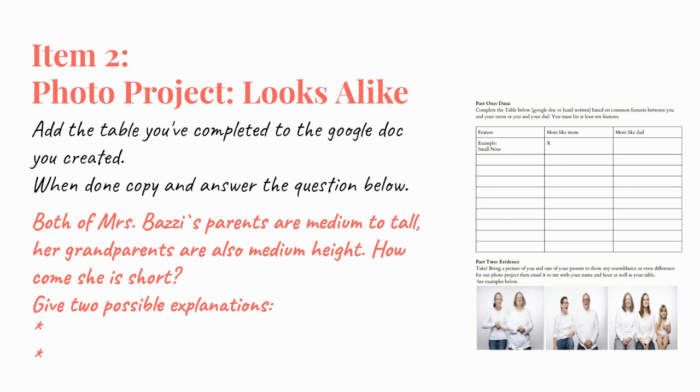After you're done with that, you're going to look at the question written in red. It says both of Miss Bezzy's parents are medium to tall. Her grandparents are also medium height. Well, how come she's short? So if both of my parents are medium to tall and my grandparents are also medium, then how come I consider myself short? I'm 5'1", so that's pretty short, on the lower end. So give me two possible explanations. After you're done with the table, you'll copy the question and write down two possible explanations.